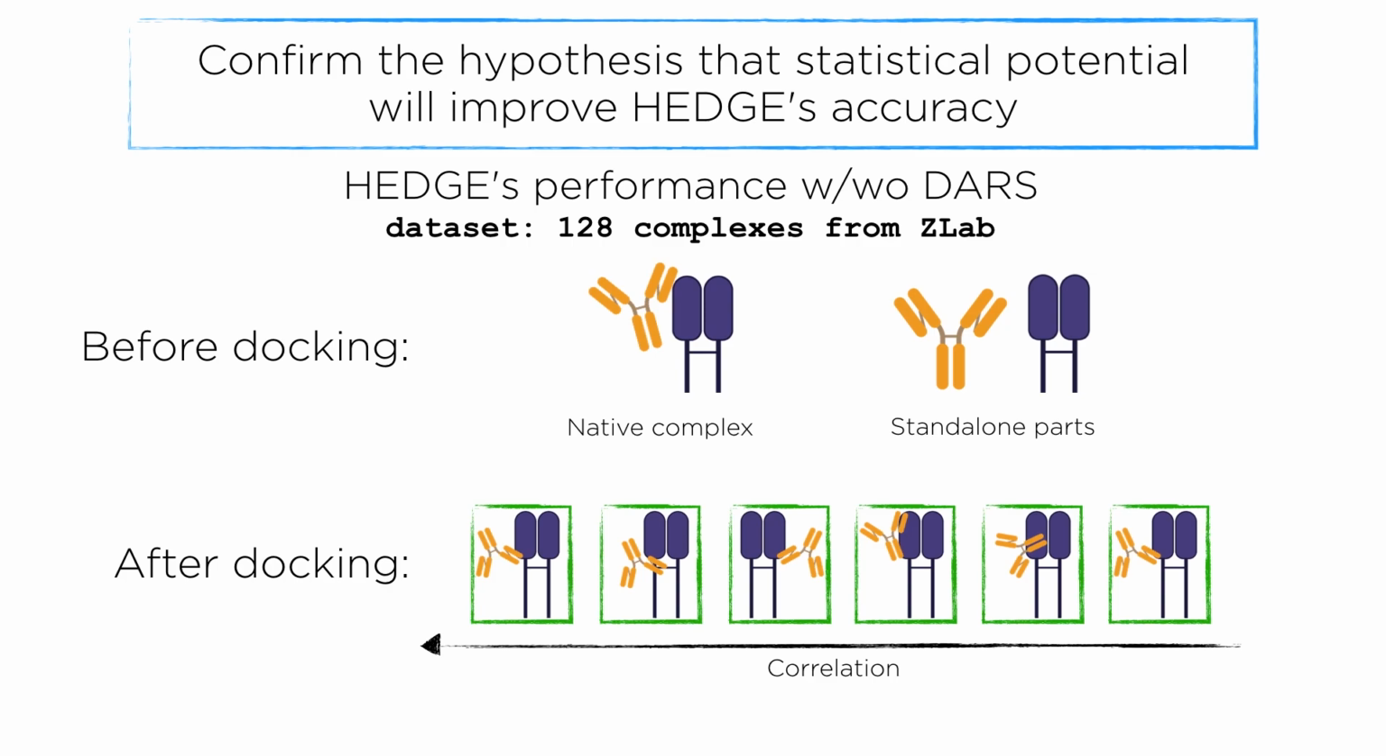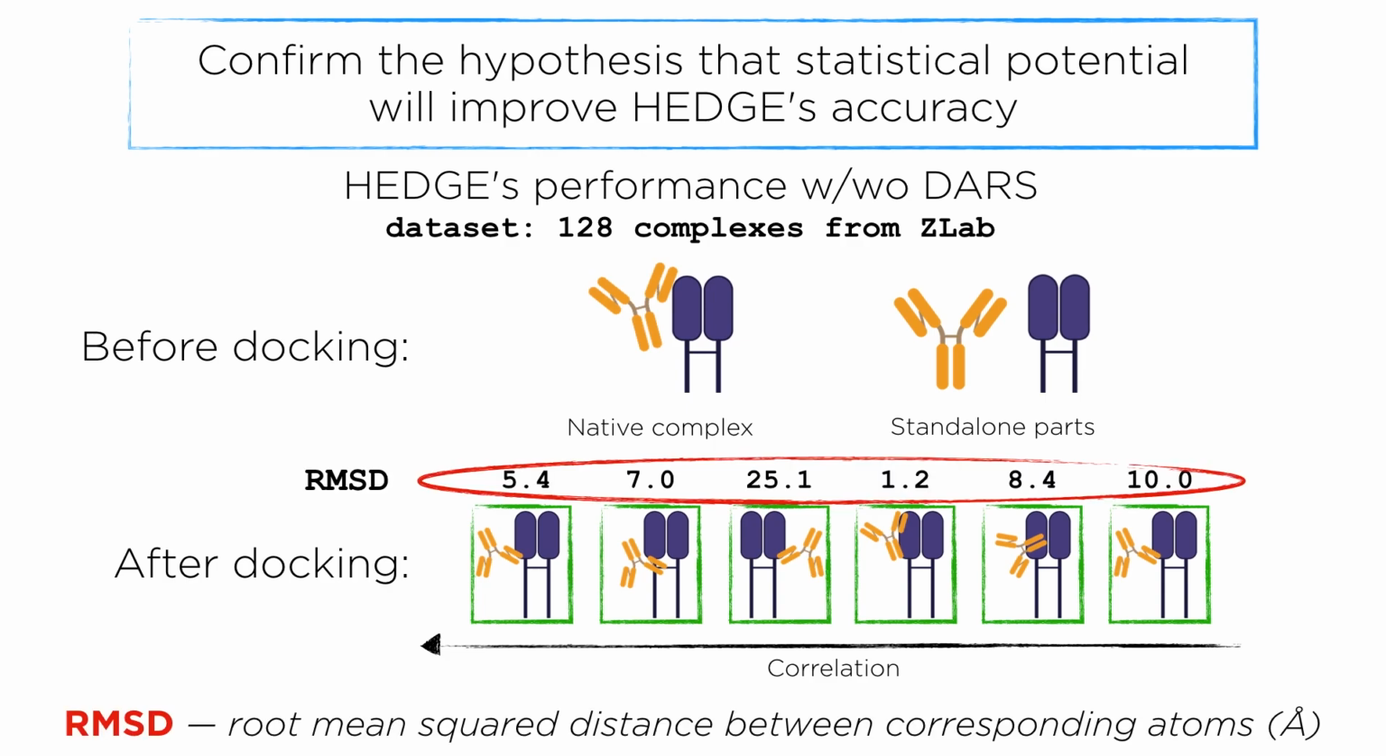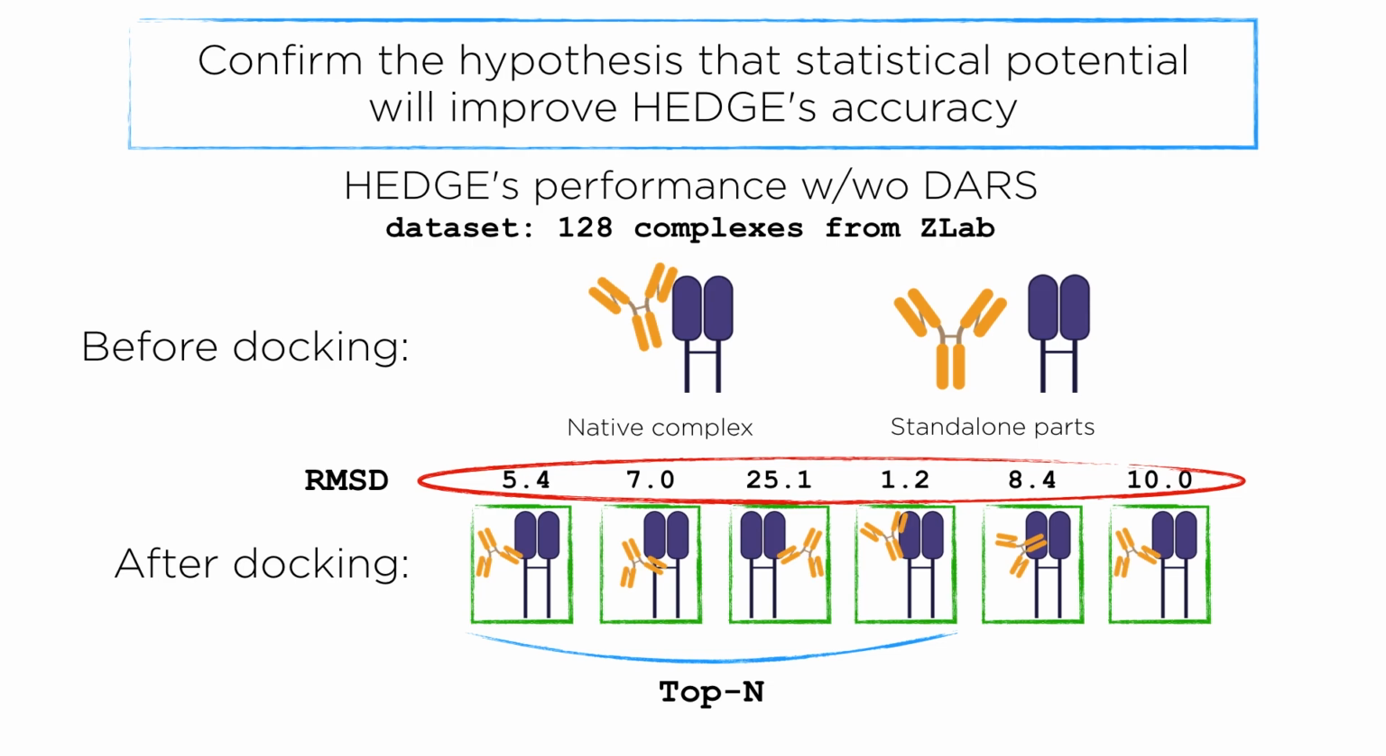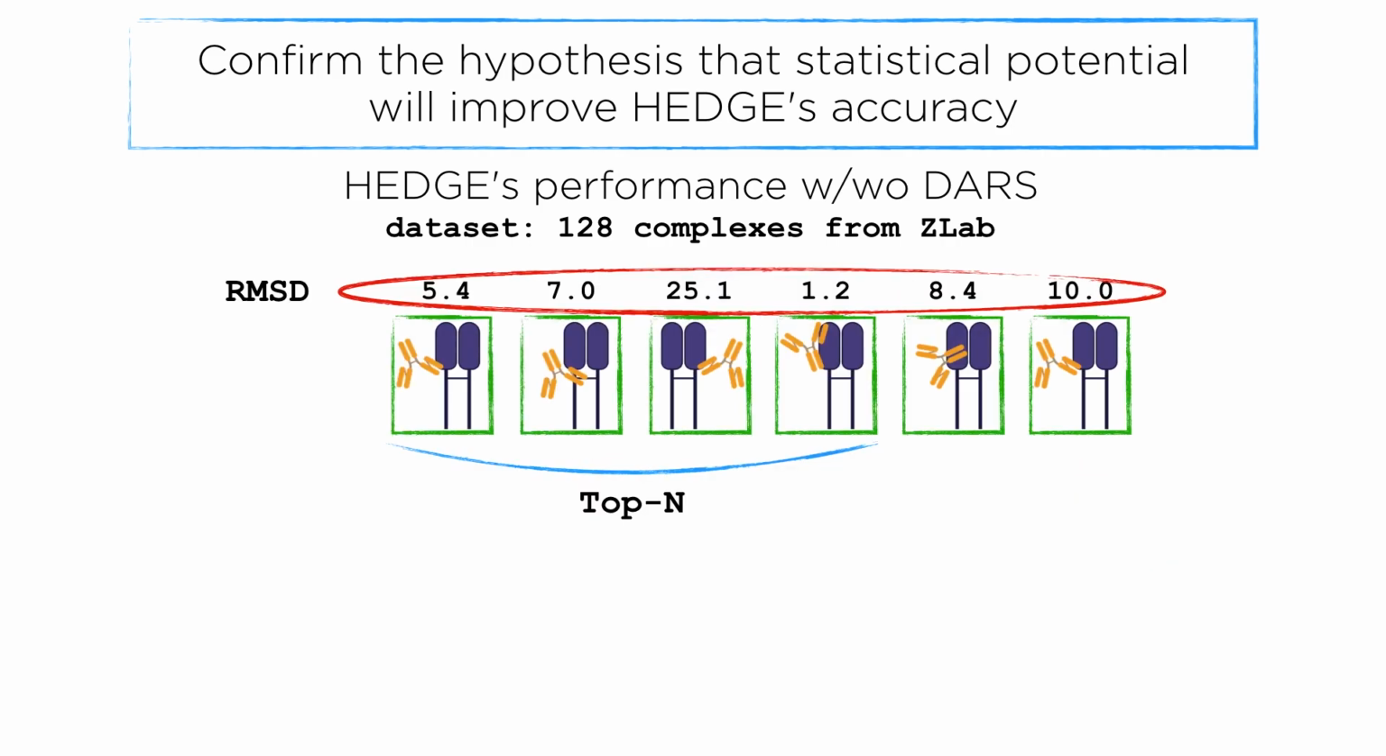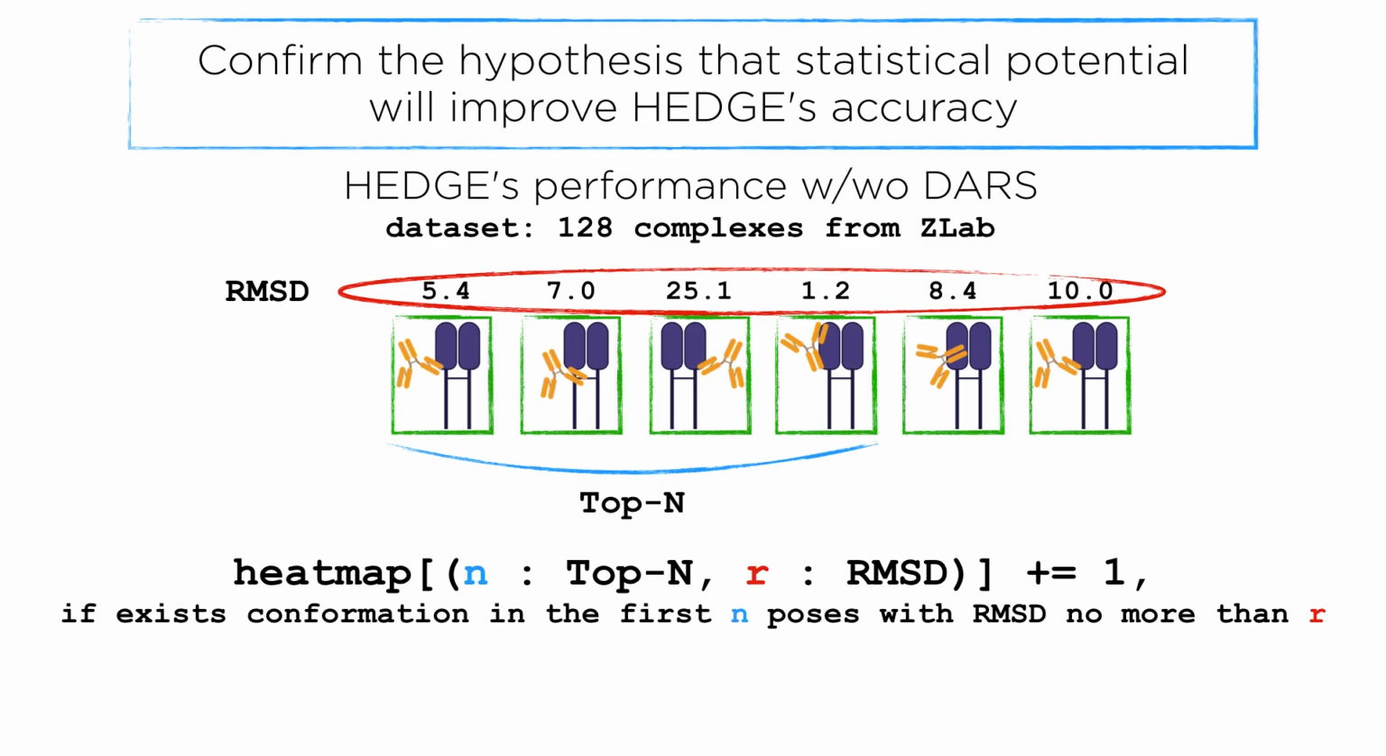In order to benchmark this, we looked at RMSDs, which are basically distances of complexes produced after docking to the native complex. The RMSD is just the root mean squared distance between corresponding atoms, measured in angstroms. We calculated RMSDs and looked at different tops of conformations obtained after docking. And we built a heat map whose rows and columns were top-N and RMSD cutoffs.